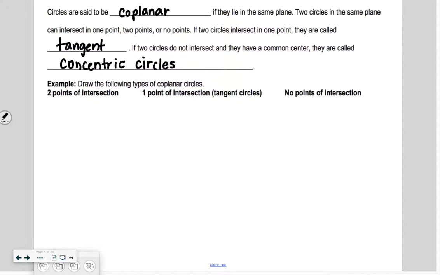Do you know what that is? I draw it all the time on my review games. It's a dartboard. So it looks like this. These are called concentric circles. They share a, do you see the word? Share center, right? They share a center. Concentric circles. Shared center.